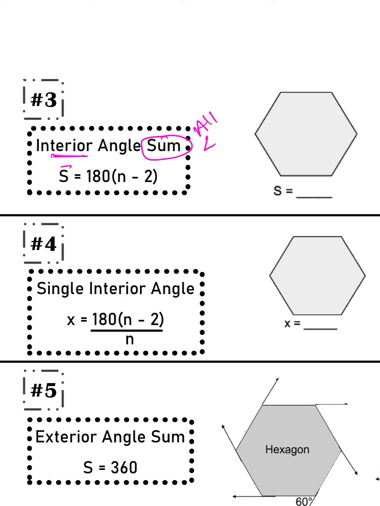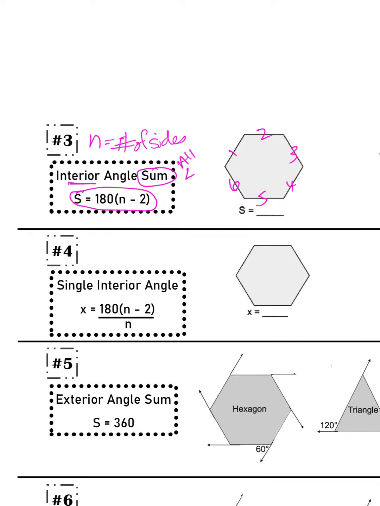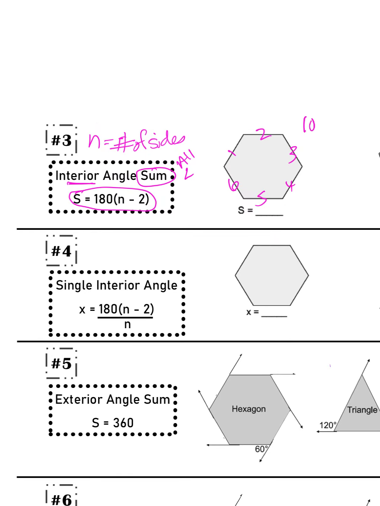So we're going to use this formula right here. N stands for number of sides. So we're going to count our sides: 1, 2, 3, 4, 5, 6. So we have a six-sided figure. Let's use that formula. We have 180 times 6 minus 2. What is 6 minus 2? 4. 4 times 180 is 720.